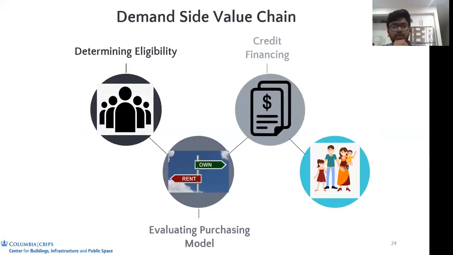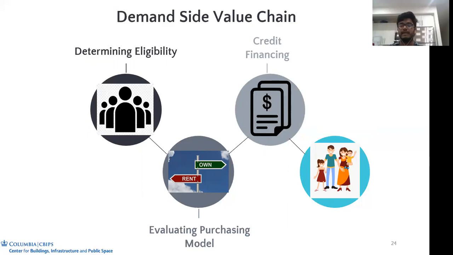Now we'll talk about the demand side value chain. The main focus when it comes to the demand side value chain is that the household should be able to secure loans for either renting or purchasing a housing unit. So the first step is that we have to determine the eligibility of the family.